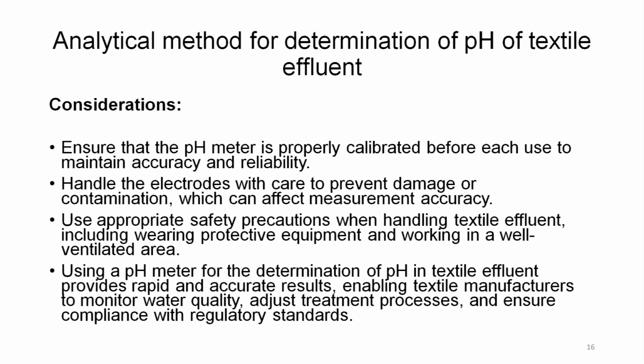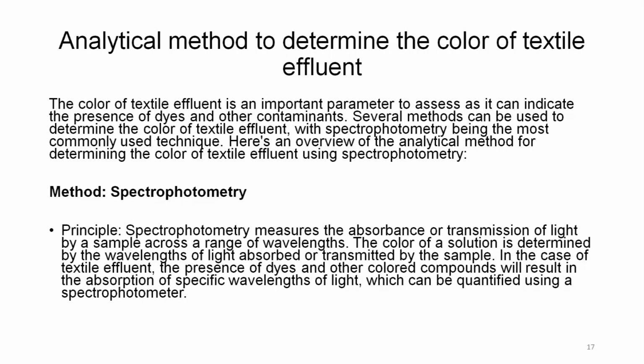Using a pH meter for the determination of pH in textile effluent provides a rapid and accurate result, enabling textile manufacturers to monitor water quality, adjust treatment processes and ensure compliance with regulatory standards.